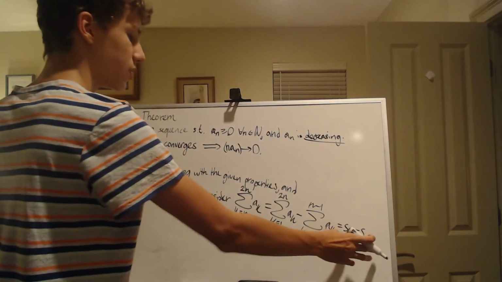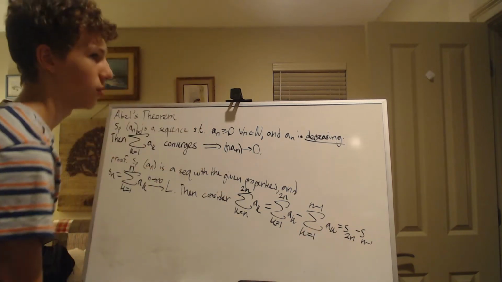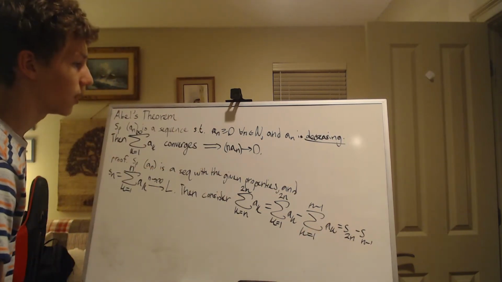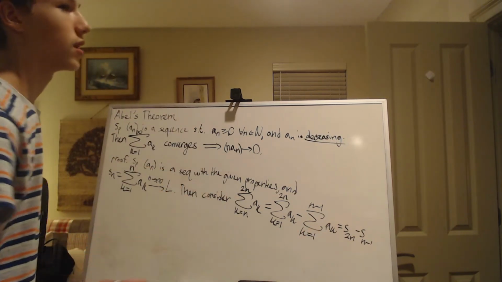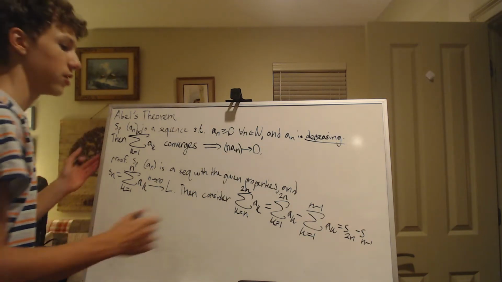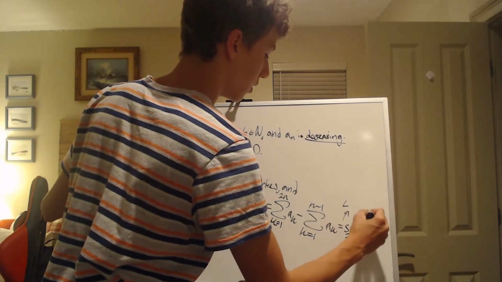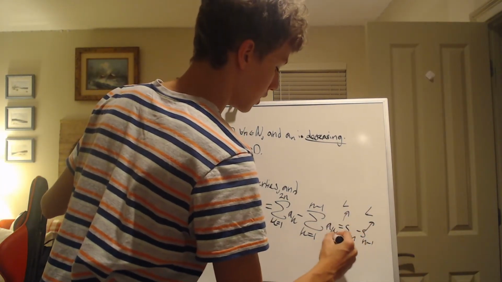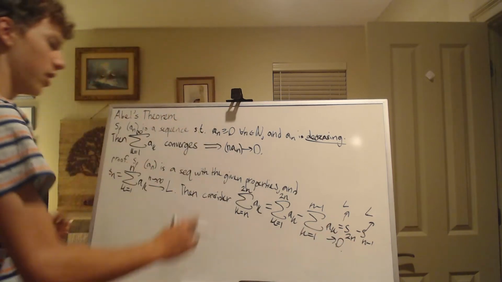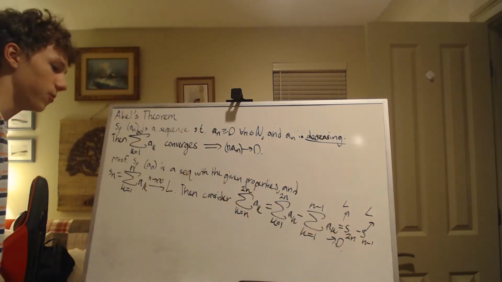These are both subsequences of our S sub n, and it's not too hard to show that given a sequence that converges, all of its subsequences converge to the same value, L. So this converges to L, and this converges to L. So this, in general, just tends to 0. And that's kind of what we wanted, right? We have an explicit value for what it tends to.